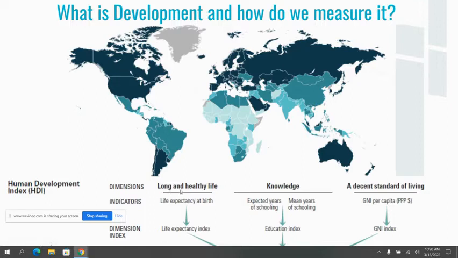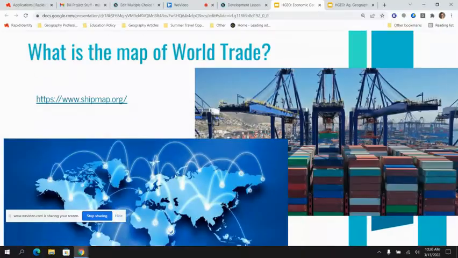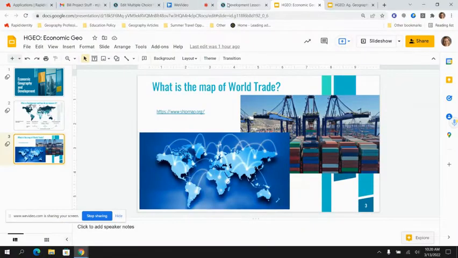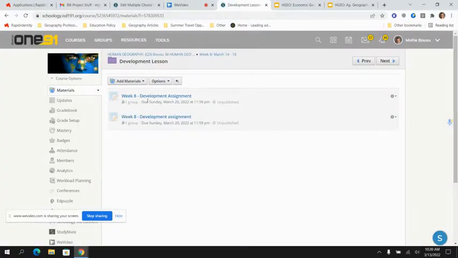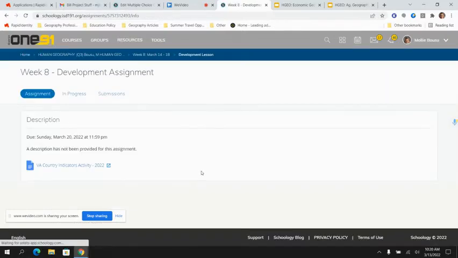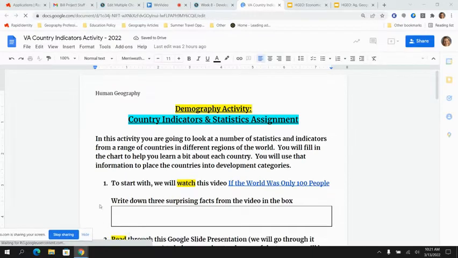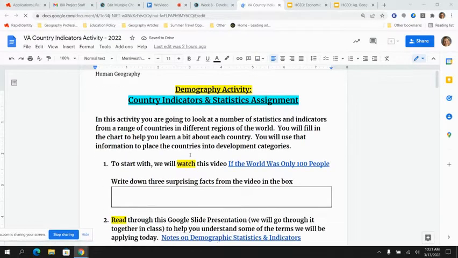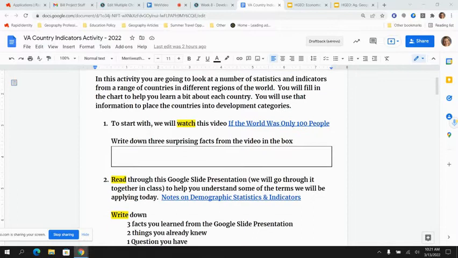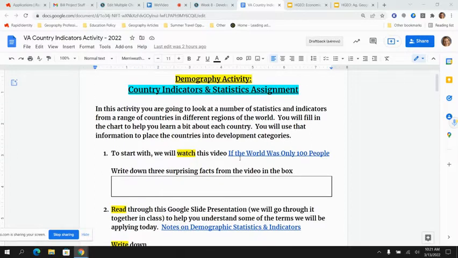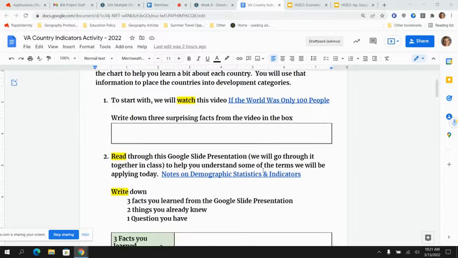So what you're going to be doing for this assignment, though, is you are going to be taking a look at some different statistics of different countries, and you are going to be talking about their development level. So you are going to start here. The first thing you're going to do is go back, and if you remember way back to the beginning of this quarter, we talked about population, and you're going to start by just watching the video "If the World Were Only 100 People," and you're going to write down 3 surprising facts in the box.